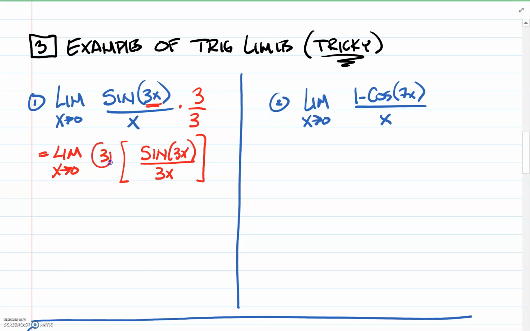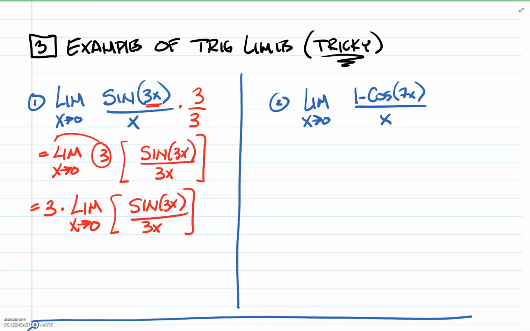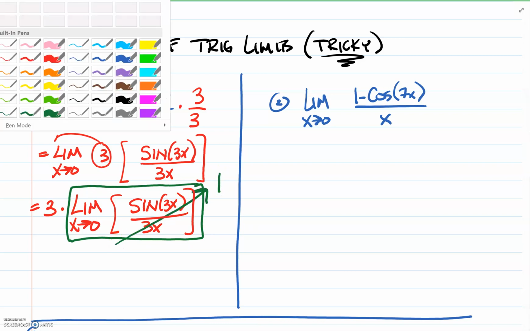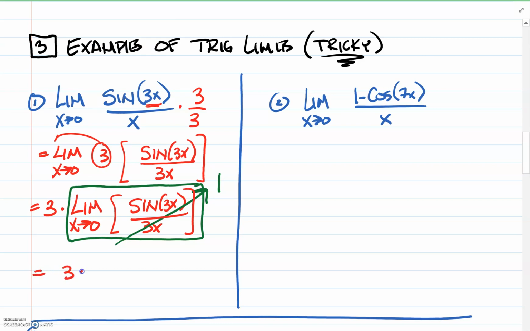Well, this is a constant, so I know I can pull it through my limit. So that's 3 times the limit as x goes to 0 of the sine of 3x over 3x. And now I'm in really good shape because this whole piece right here that I'm putting a big green box around is going to go to the number 1. So when I take the limit of this thing, I'm just going to get 3 times 1, and I get an answer of 3. That's how you do that one. Tricky little trig limit there.